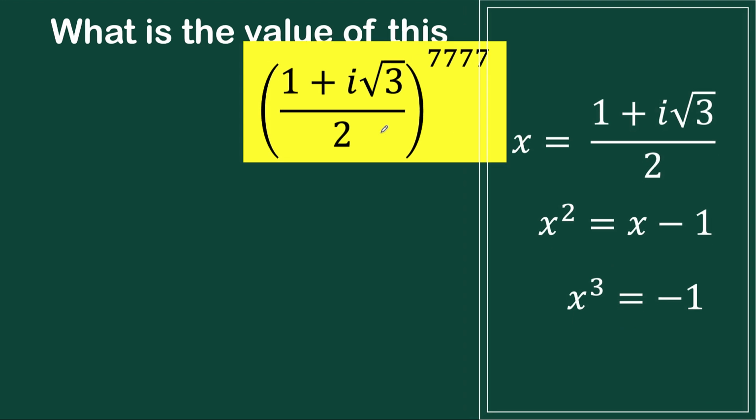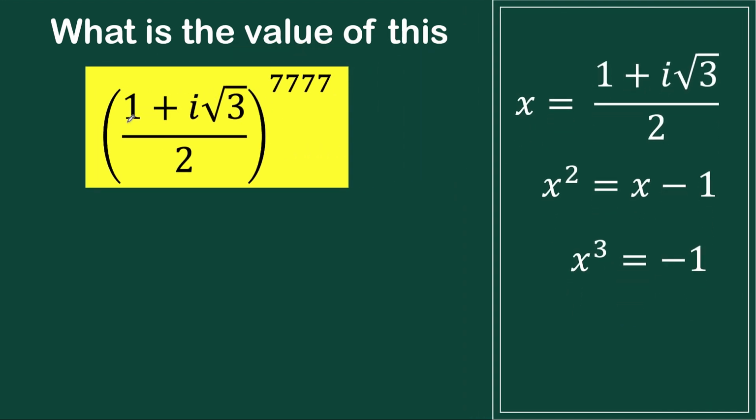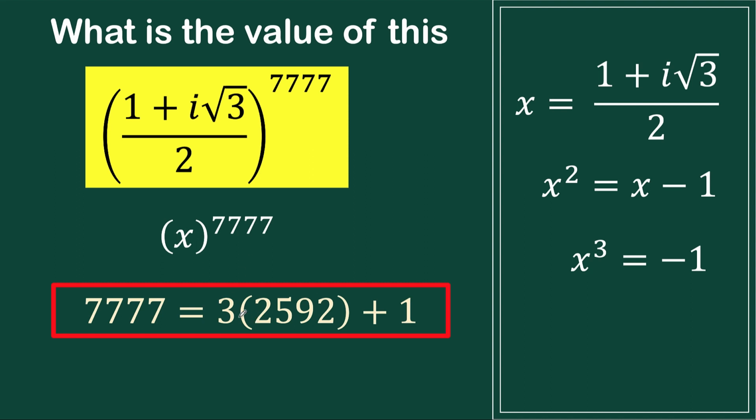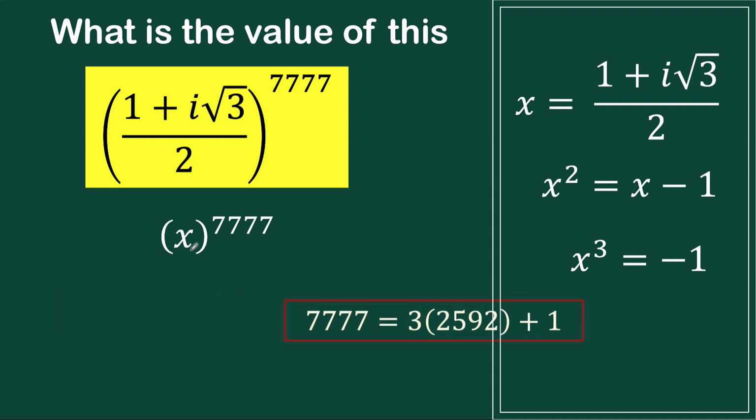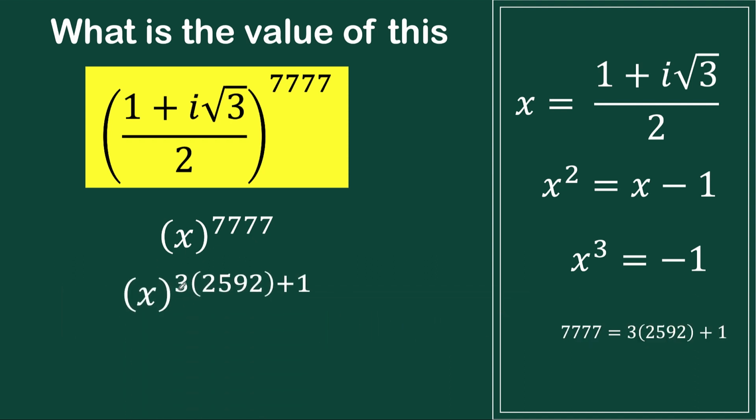Now let's go back to the original problem. We know that this base, (1 plus i square root of 3) over 2, we let that be equal to x. So we can replace this base by x to have x raised to the exponent 7,777. Now we have here an expression in terms of exponent 3. So let's re-express this exponent 7,777 as 3 times 2,592 plus 1. And therefore, we now have this result. We now write this as x raised to 3 times 2,592 plus 1, which is this original 7,777.